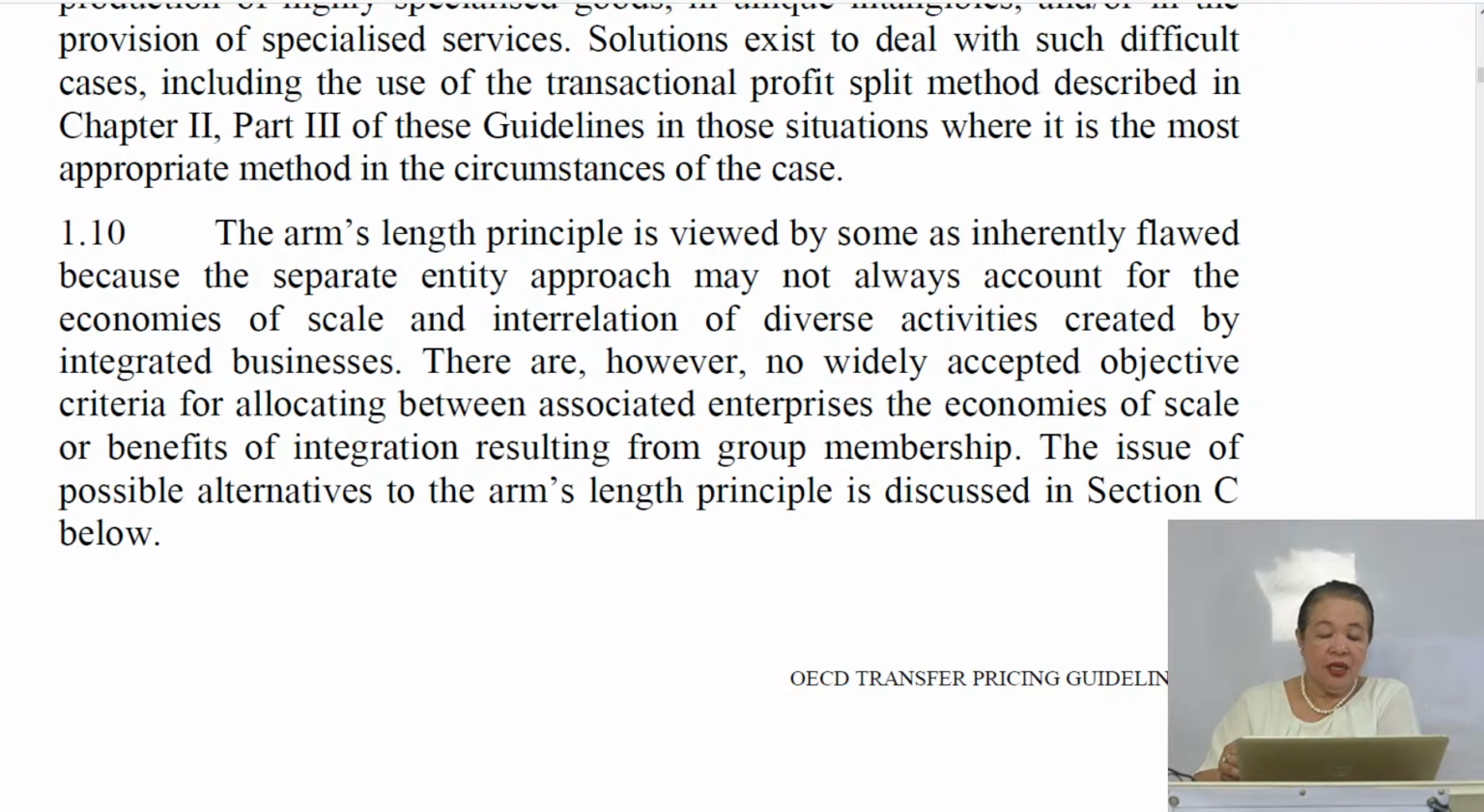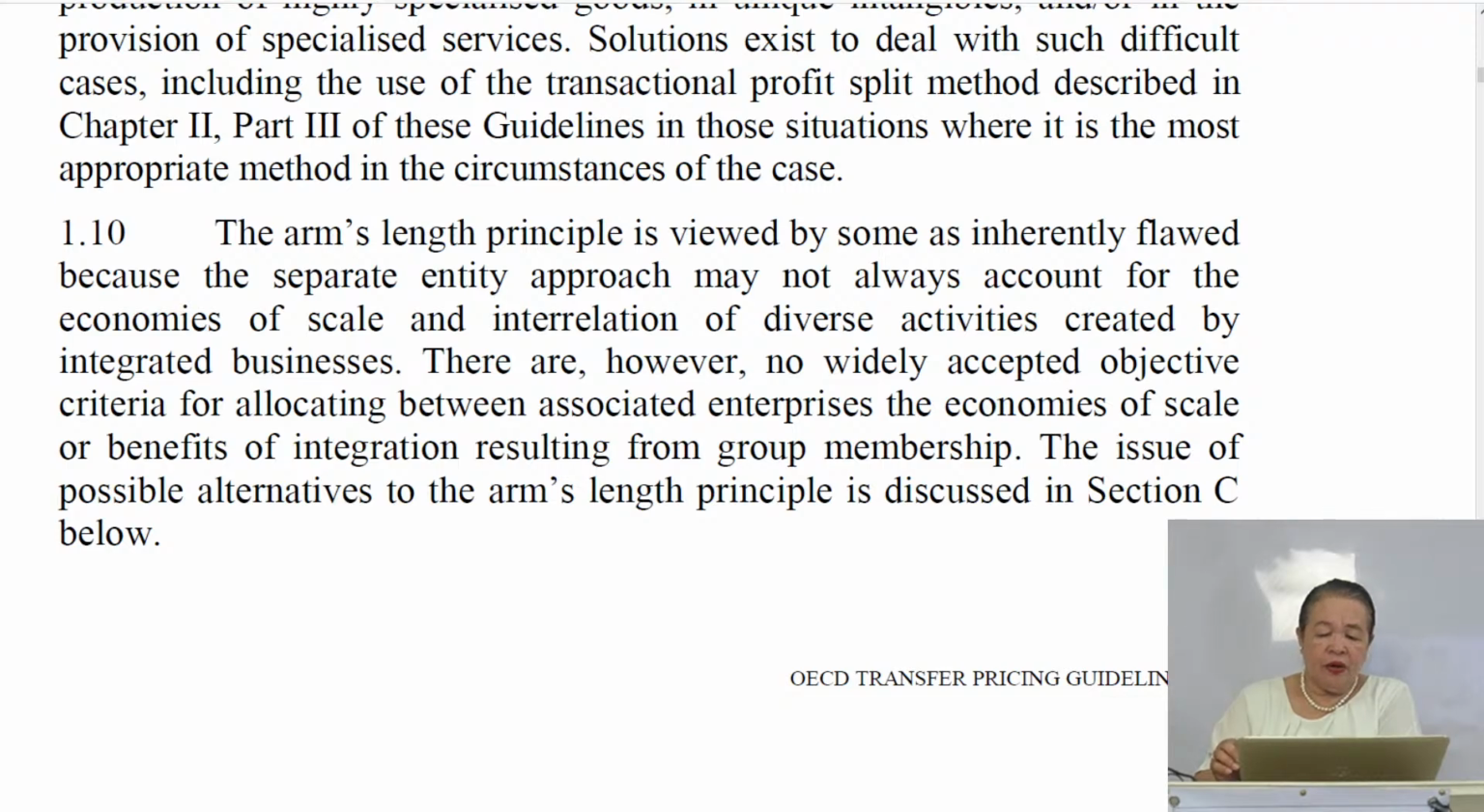No? But there are, however, no widely accepted objective criteria for allocating between associated enterprises the economies of scale or benefits of integration resulting from group membership. Yun lang yung konting disadvantage, pero mas maraming advantages ang arm's length principle or yung separate entity approach. Why? Because separate entity approach are used only for tax purposes. For other purpose, hindi na. No? Kaya nga, you can do all your business the way you want it. Pero for tax purposes, you are treated differently as a tax entity. No?